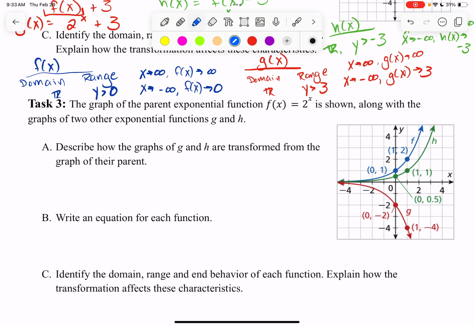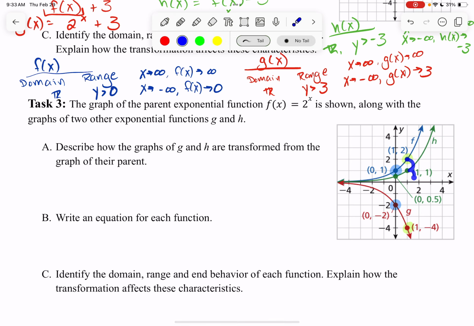We're going to look at those reference points again. This is the reference point 0, 1. This is 0, negative 2. Now if we were just looking at that point, we might say this goes down 1, 2, 3. But if we look at the next reference point over here at 1, this one and this one does not go down 3.